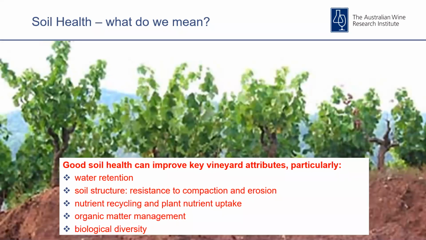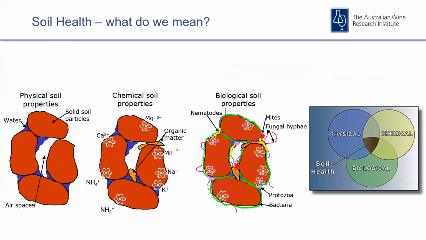Soil health is really important for vineyard attributes around water retention, soil structure and resistance to compaction and erosion, nutrient cycling and plant nutrient uptake, organic matter management and biological diversity. When we break down soil health, we're talking about 3 main elements: the soil physical properties, the soil chemical properties, and the biological properties. And we're trying to understand what we measure, and what attributes give us indicators around what we refer to as soil health.